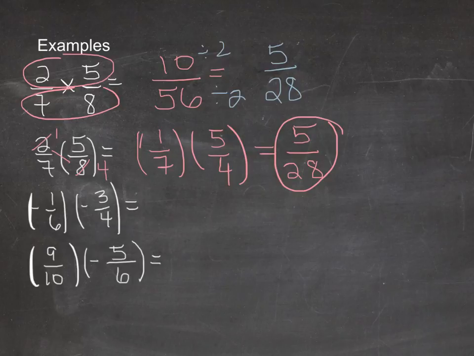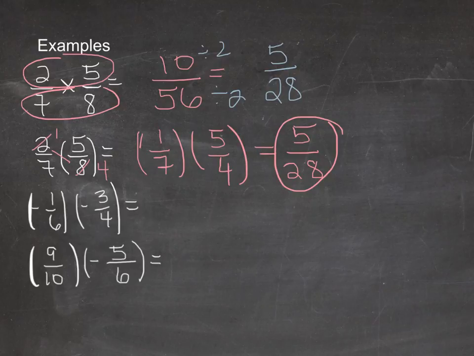So I have negative 1 over 6 times negative 3 over 4. Well, same as with integers, the signs matter. So a negative times a negative is going to be a positive. And then I can look at cross-canceling. So 1 and 4, well, they don't have any common factors. Like if I divide them both by 1, it doesn't change anything.